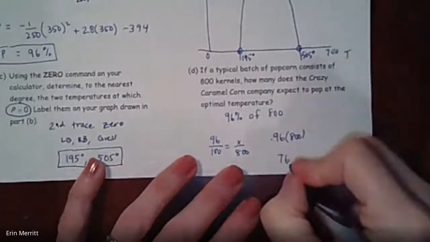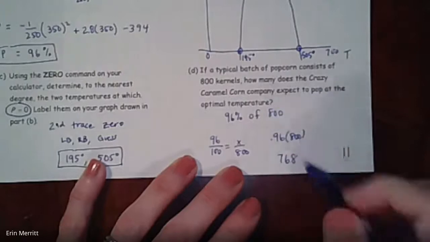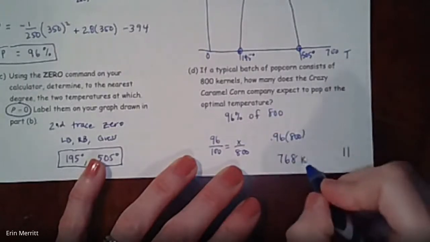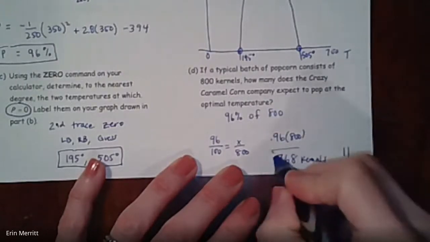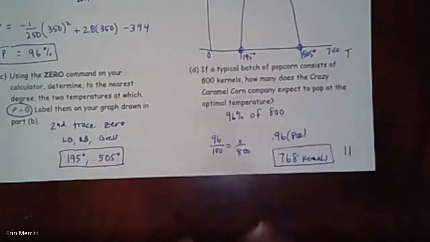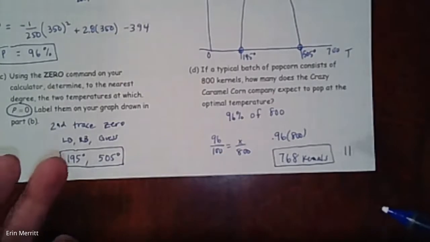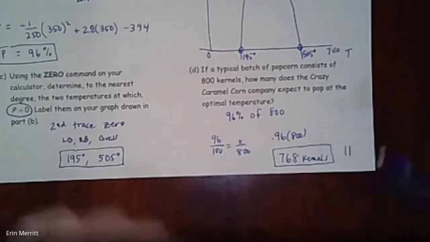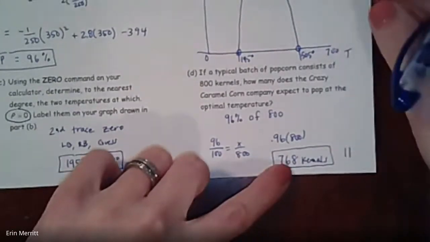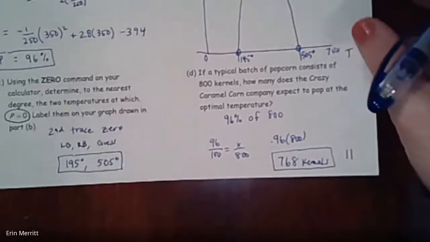So what that means is if there is 800 kernels in there, there's 768 of them that we expect to pop. And anybody that makes popcorn, whether it's microwave popcorn or on the stove, there's always those kernels that are left over because not everything goes, right? So this is saying there would be, like 32 kernels floating around in that bag, even at the optimal temperature.